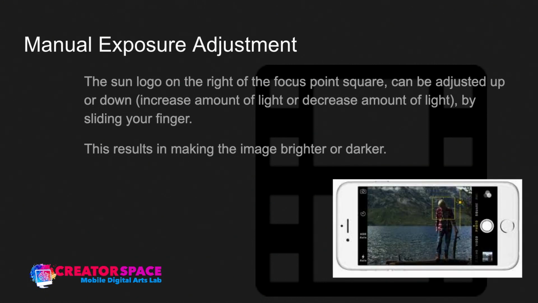Okay, so then what we can do too is something called manual exposure adjustment. There's a little sun logo on the right of the focus point on the square, and that can be adjusted up or down. And what you're doing then is you're increasing the amount of light or decreasing it. So we're increasing the exposure or decreasing the exposure, and that translates into making the image brighter or darker. Okay, so let's look at that again through my iPad directly.